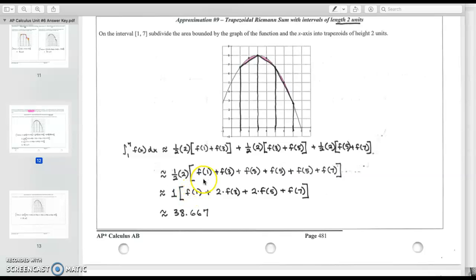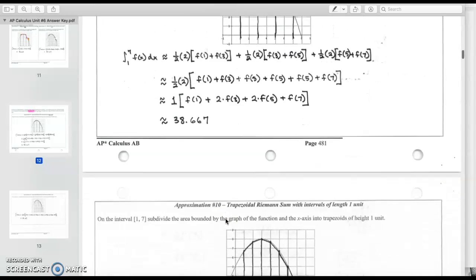where f of 1 only happened once because it's only one of the bases, whereas f of 3 happens twice because f of 3 is part of the left trapezoid and part of the right trapezoid. And then it's 2 times, and so on and so forth, until you get to the last one where f of 7 only happens once. I don't really like teaching the formula, which is why I just stopped at showing you the work, and you get 38.66 repeating.